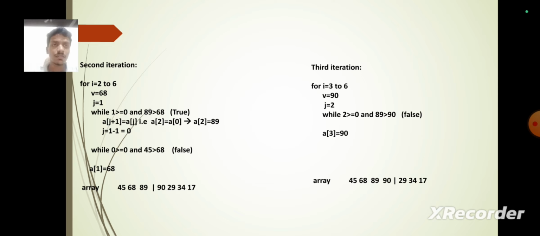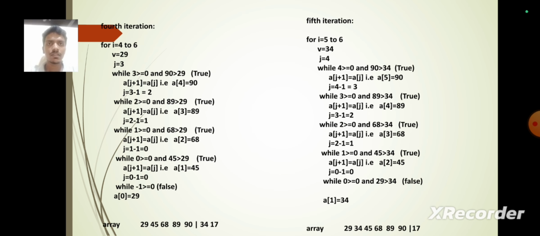Third iteration. For i equals 3 to 6, v equals 90, then j equals 2. While 2 is greater than or equal to 0 and 89 is greater than 90 is false. A of 3 equals 90. Then the array will be 89, 45, 68, 89, 90, 29, 34, 17.